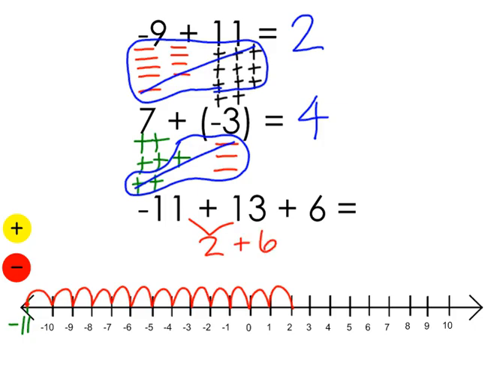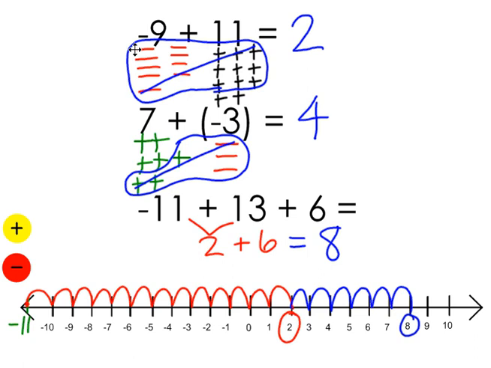Bring down the other part just like we did with order of operations. And then from positive 2, we're going to add 6 more. I know you can do that part without the number line to get positive 8.